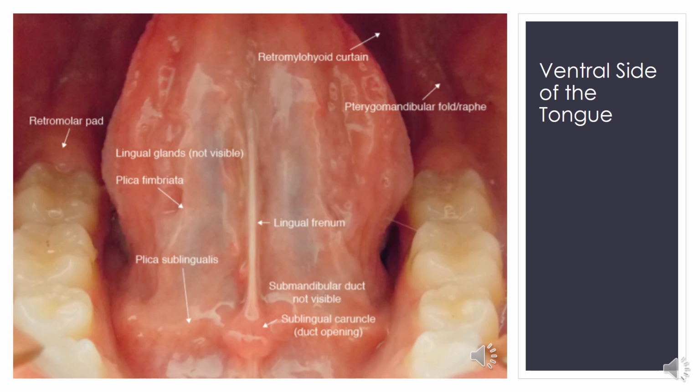In this slide we will see the ventral side of the tongue, which consists of the lingual frenum, the sublingual veins, and the plicae fimbriata. And then the sublingual folds down at the bottom, and the caruncles, which are the Wharton's ducts.